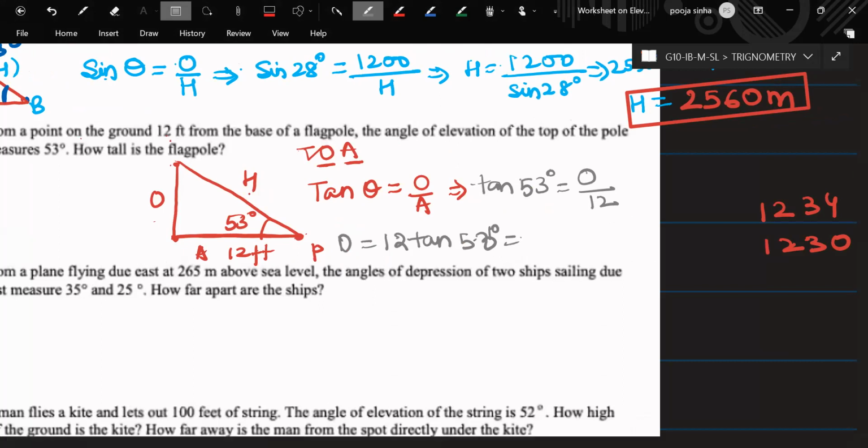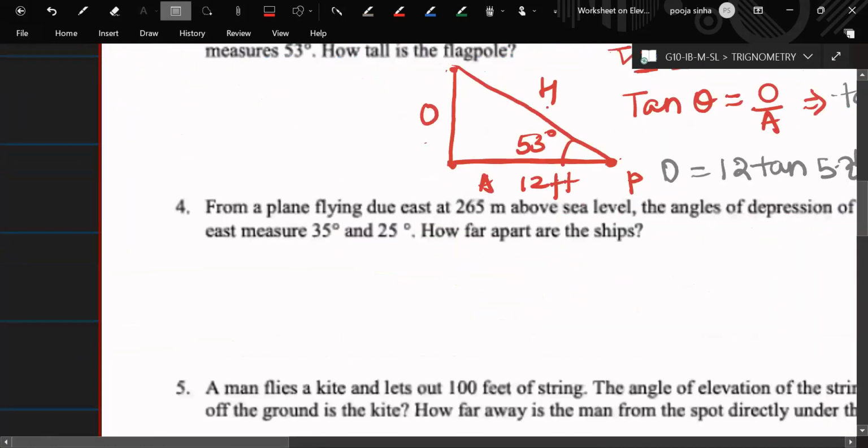Next. Wait, miss, won't it be here? Oh, no, never mind. 12 into tan 53 is how much? Oh, it's 15.92, which you will write as 15.9 in 3 significant figures. Okay, this is 3 SF. Yeah. Next. Yes, Arsh.